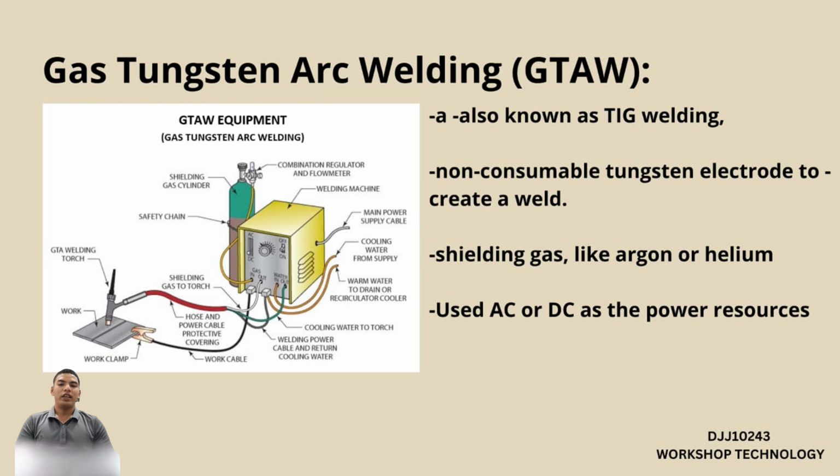The electrode is non-consumable because it only serves to create the arc, but it does not melt and become part of the weld. But sometimes, welders also use a filler rod during the GTAW process, and it's called a fusion rod.